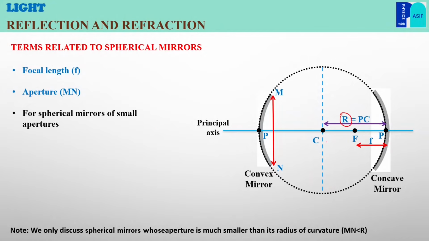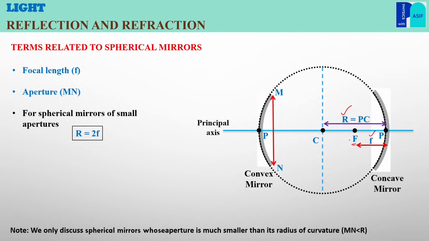For spherical mirrors of small aperture, the radius of curvature is twice the focal length of the spherical mirror. From the figure we can understand this: if R is the radius of curvature and f is the focal length, then R is equal to 2f. Therefore, it shows that the principal focus, that is capital F, lies exactly at the middle of the center of curvature and the pole of the spherical mirror.